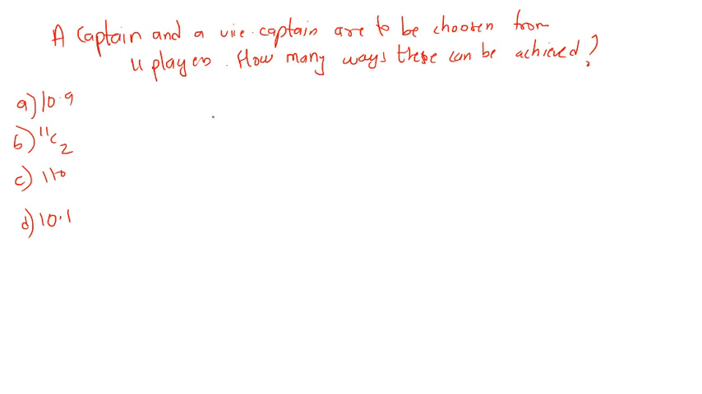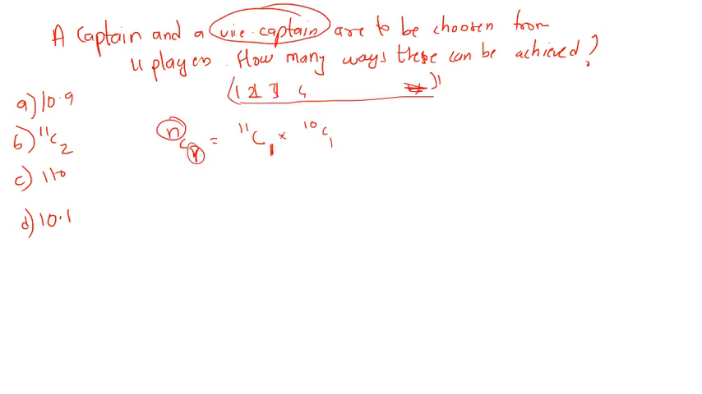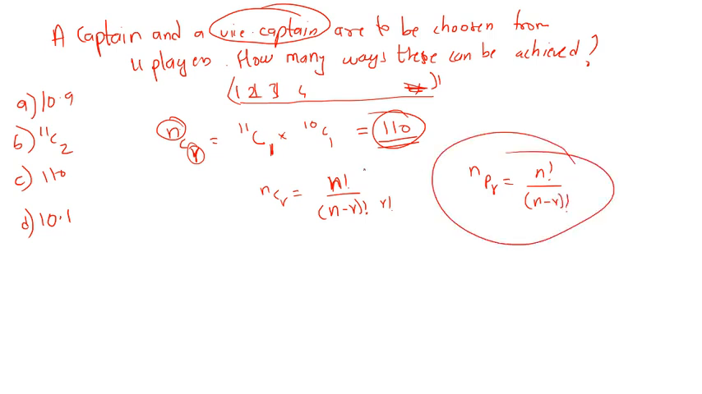Let me see what you are going to do. There are totally 11 people here. So what is the answer? The answer will be 110. The formula for NCR is n factorial divided by (n minus r) factorial into r factorial. And the formula for NPR is n factorial divided by (n minus r) factorial. These are the formulas you are going to use.